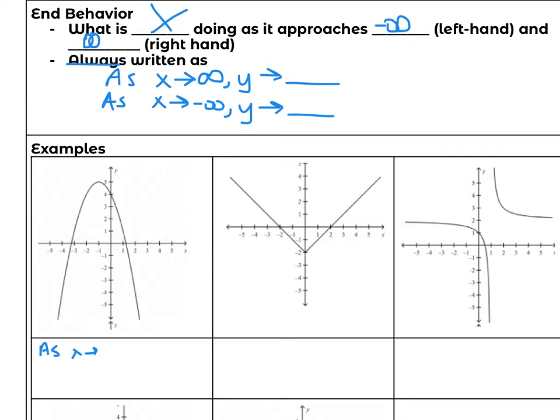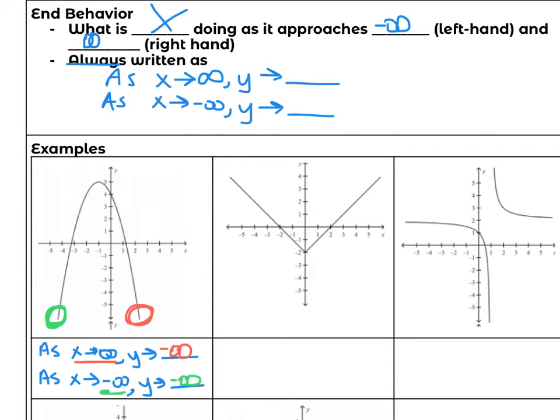As x approaches positive infinity, what is y doing? Y approaches blank. As x approaches negative infinity, y approaches blank. And now I'm going to fill in the blanks. So as x goes to positive infinity, so the right side of my graph, y is going down forever, so down to negative infinity. As x goes to negative infinity, that's talking about my left side, what is y doing? Y is going down forever, so negative infinity.